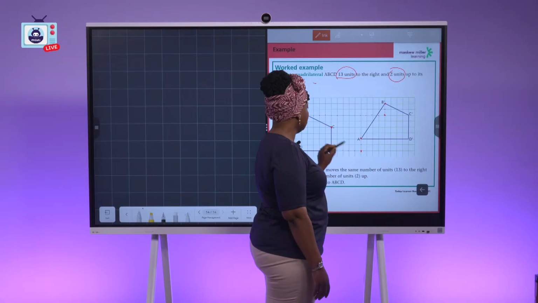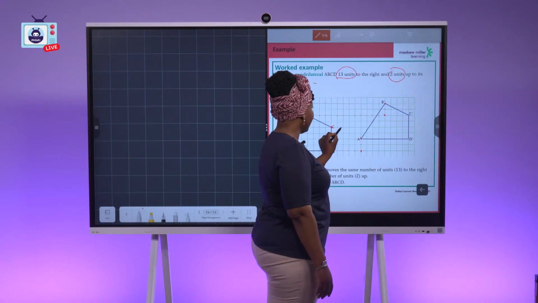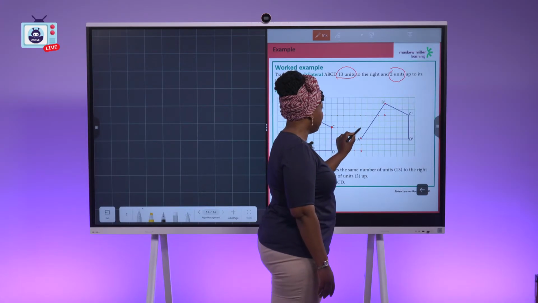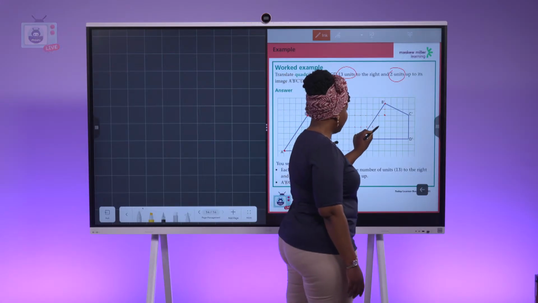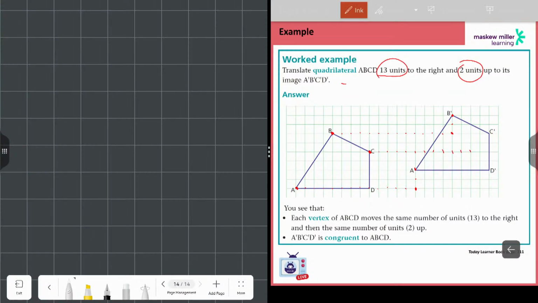Let's do it from C. We have 1, 2, 3, 4, 5, 6, 7, 8, 9, 10, 11, 12, 13. Then we move 2 units up as well. So that is 1, 2, and that is where our point is. And also D, a similar thing happened. We have 1, 2, 3, 4, 5, 6, 7, 8, 9, 10, 11, 12, 13. Then we move 1, 2 units.